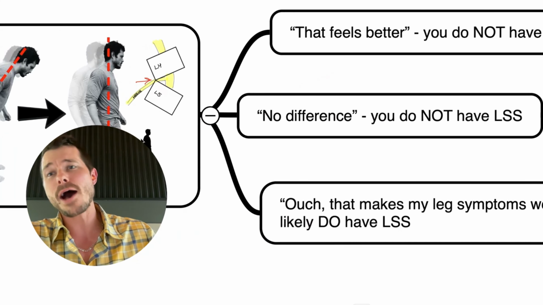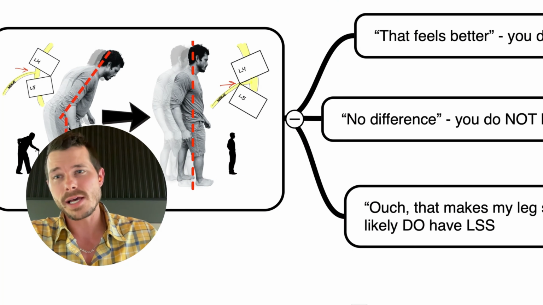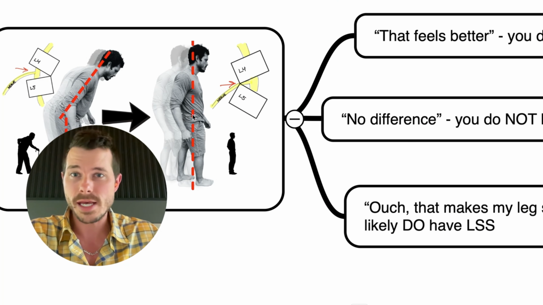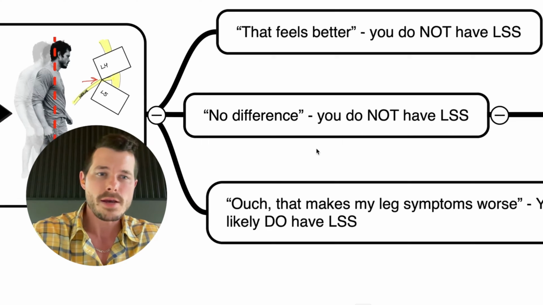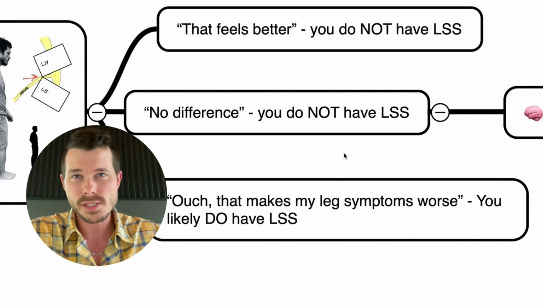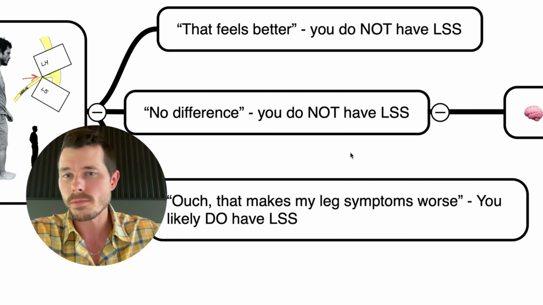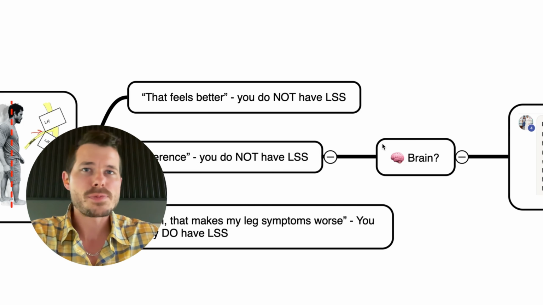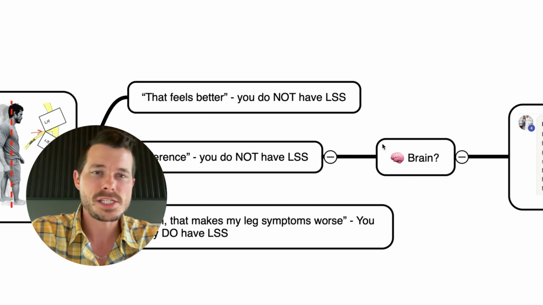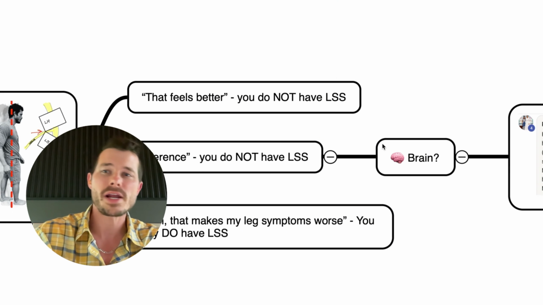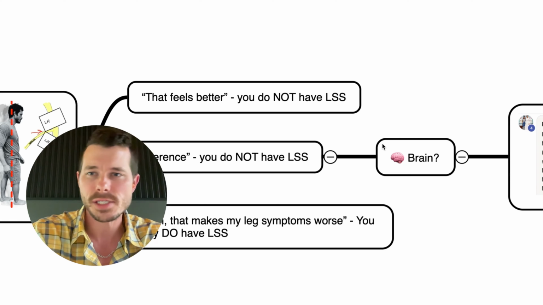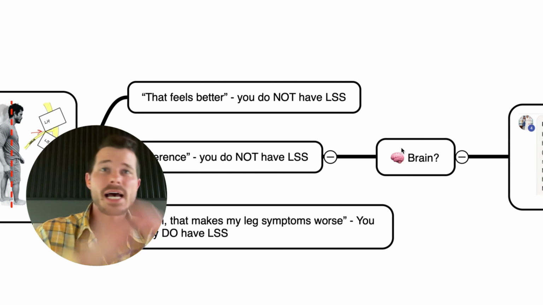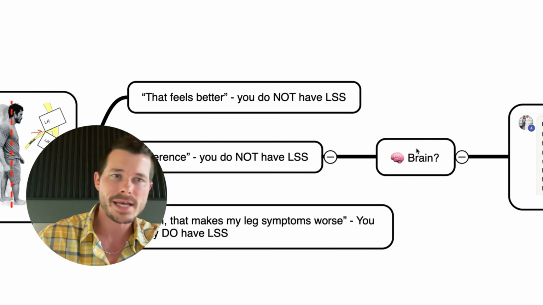And if you say, ouch, Charlie, when I go from here to this, and I really put my hips underneath me, that makes my leg symptoms worse, then in this case, you likely do confirm that you may in fact have lumbar spinal stenosis. Okay? Now, it is possible you could have lumbar spinal stenosis symptoms caused by a sensitive central nervous system. Believe it or not, the brain can create any very real physical sensation. It can mimic spinal stenosis as well as disc problems and many other things. We'll talk about that at the end of this video.